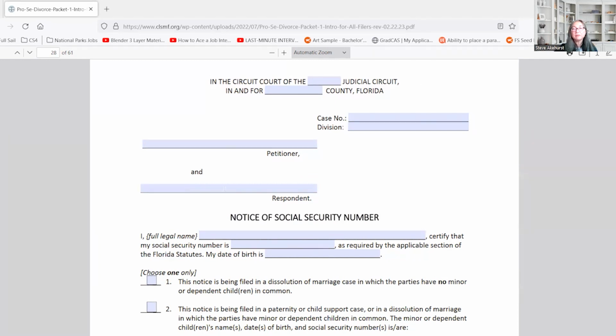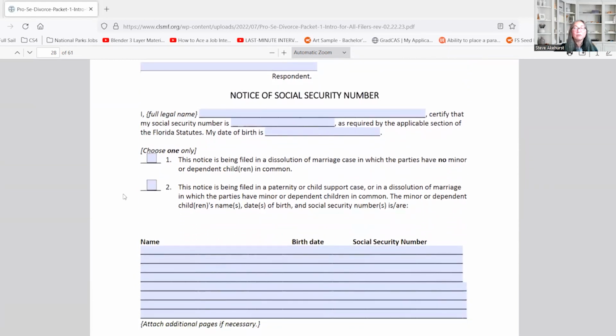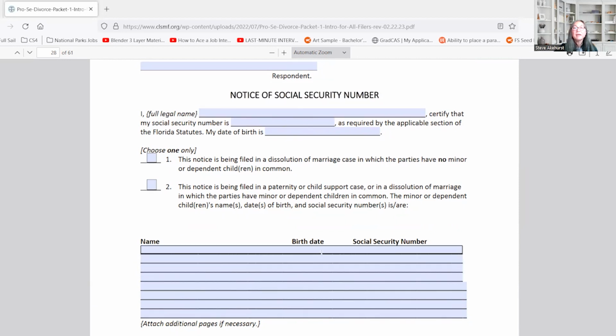So you're going to keep the top the same as you did before. You're going to write your full legal name, your Social Security number, and your date of birth. Again, it'll be kept confidential. If you don't have children, you're going to check one and then you don't have to fill out any more. If you do have children, you're going to check here and do a line for each child. You're going to write the name, and at this point you don't have to write their full Social Security number. All you have to do is their last four digits of the Social Security number. That's all the court needs.